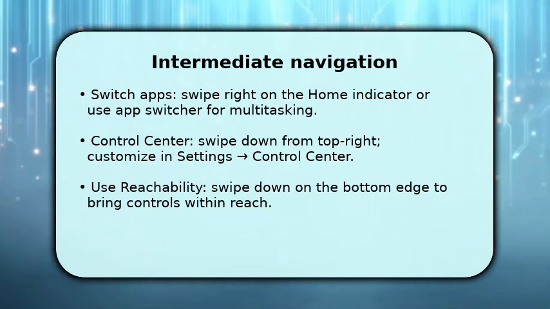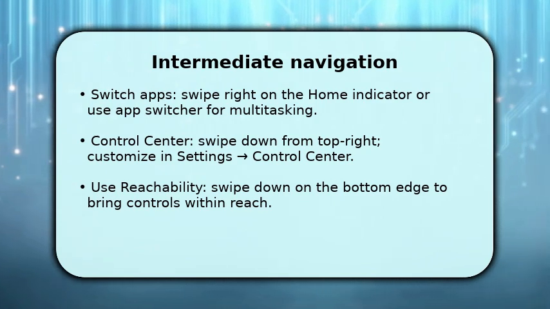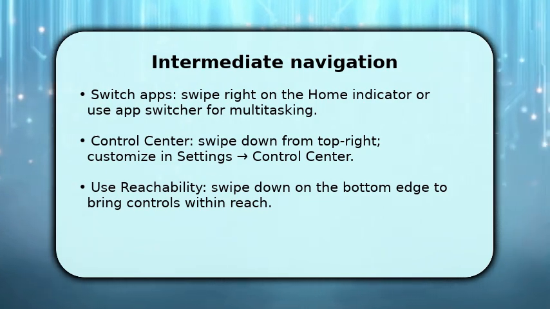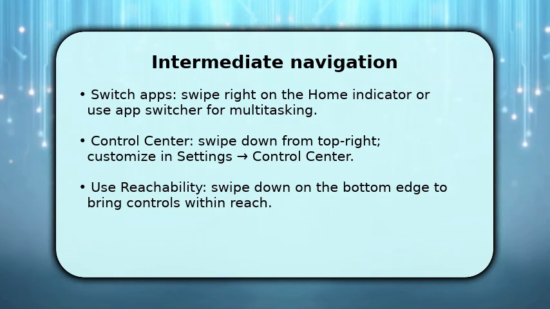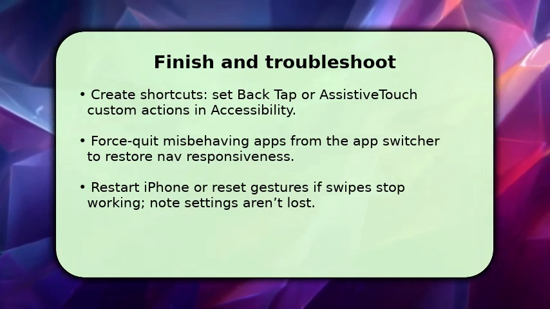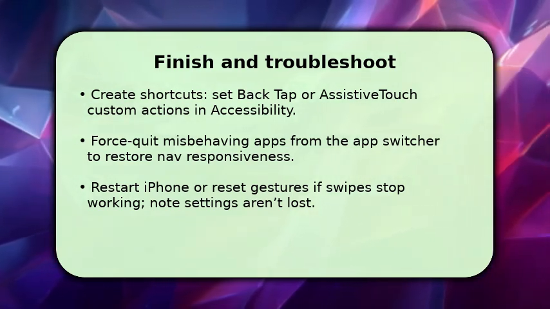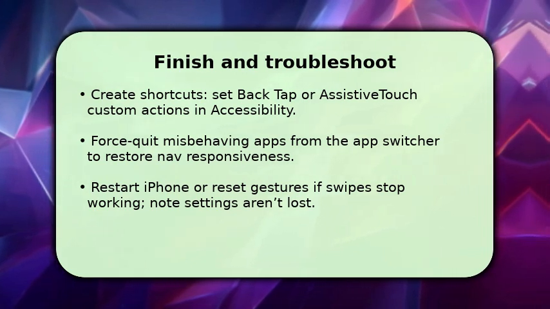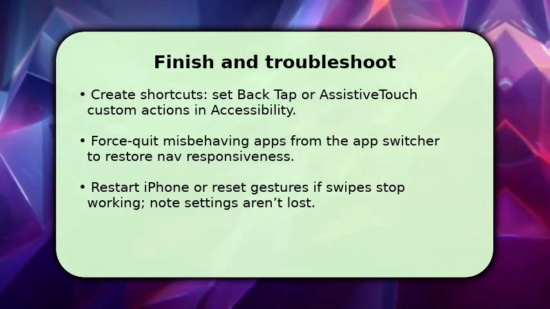To finish, personalize the nav experience. Assign actions like Home, App Switcher, or custom shortcuts via AssistiveTouch or Back Tap in Accessibility so navigation matches your habits. If gestures feel laggy, force quit the misbehaving app from the App Switcher, then test gestures again.